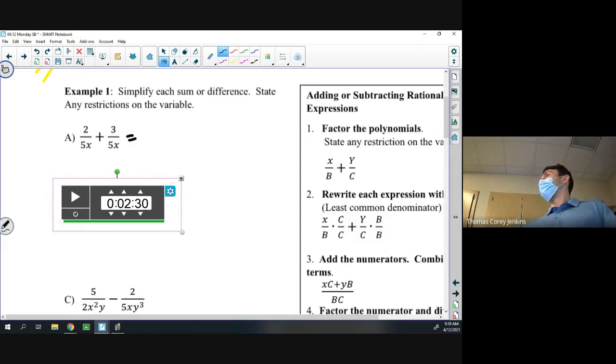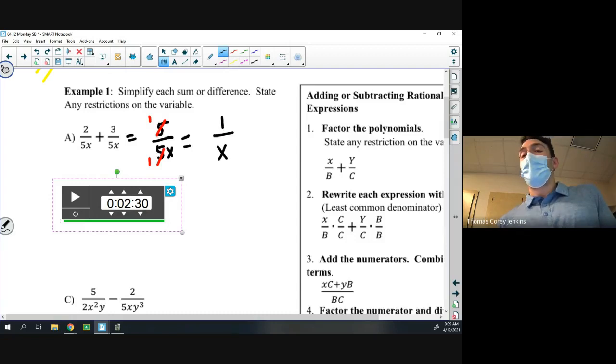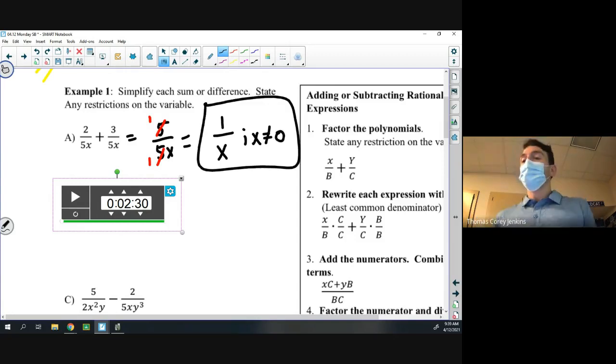So that's just going to be 2 plus 3 over 5x, so 5/5x. You do want to look to divide at the end if you can, reduce at the end if you can. So 5 and 5 obviously have a common factor of 5. So we would reduce that down to 1/x. We want to state any restrictions, so we know that x can't be 0. And so that's an example of what an easier one might look like.